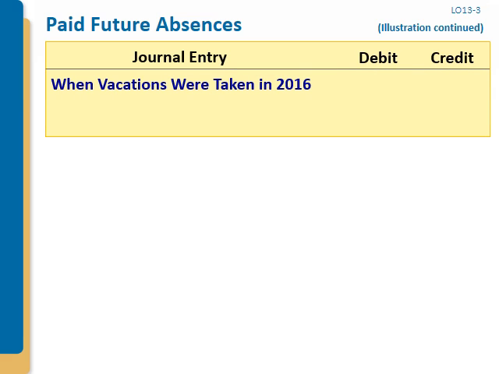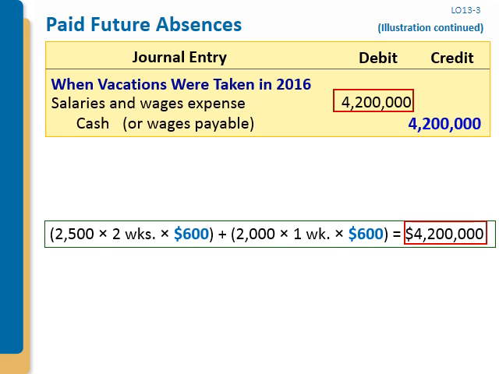The salaries and wages expense for employees who took vacations in 2016 is calculated at the existing wage rate of $600. This expense for 2,500 employees for 2 weeks and 2,000 employees for 1 week totals $4,200,000. The amount of compensation expense to be accrued on December 31st, 2016 is calculated as the total carryover of 9,000 weeks times the wage rate of $600, which equals $5,400,000.